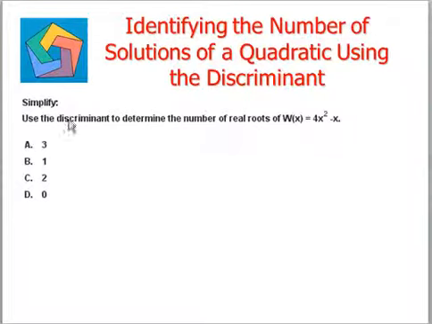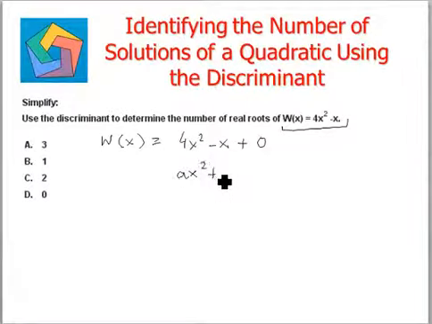Use the discriminant to determine the number of real roots of w(x) equals 4x squared minus x. Since we do not have a constant, we can add it as plus 0. We can compare this to a standard quadratic equation of ax squared plus bx plus c. From here we find a equals 4, b equals negative 1 and c equals 0.